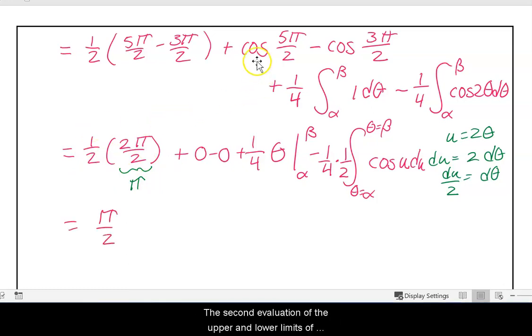The second evaluation of the upper and lower limits of integration into the second term are both going to go away, since the cosine of any multiple of pi over 2 is 0. These are now gone. Splitting up the 2 integrals from here gives me a 1/4 of theta, which needs to be evaluated between alpha and beta. Remember that alpha is 3 pi over 2 and beta is 5 pi over 2.